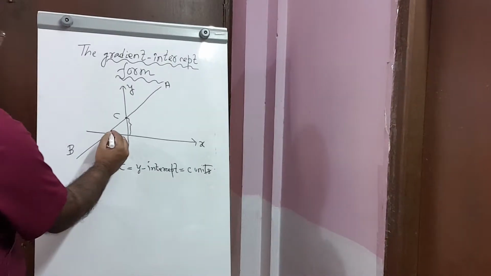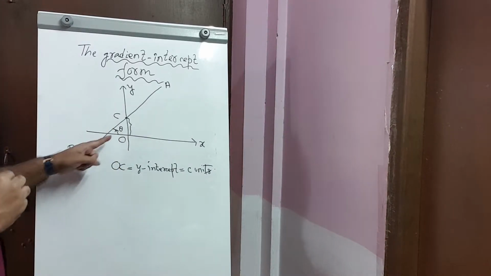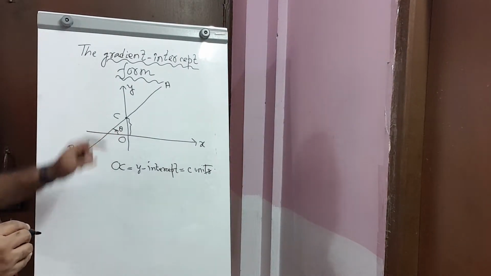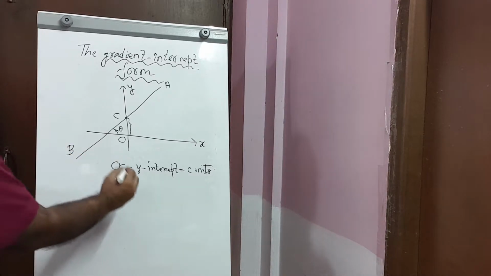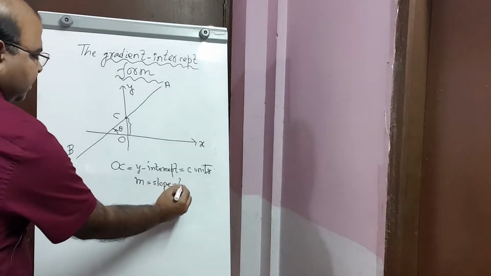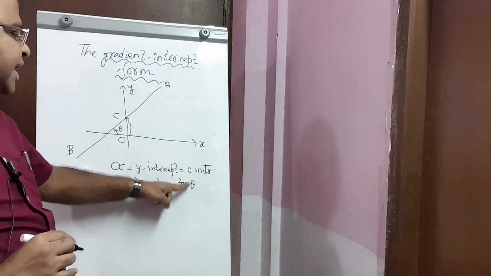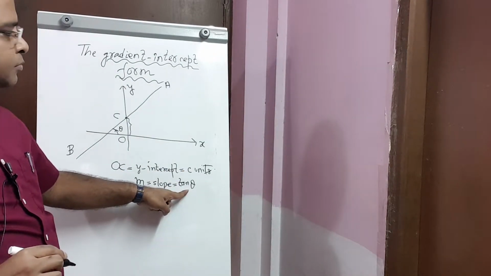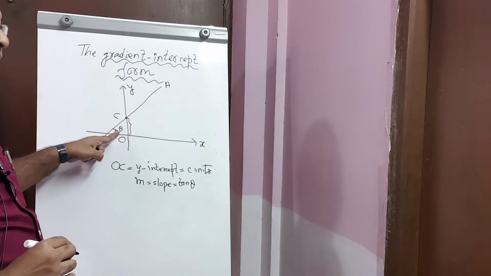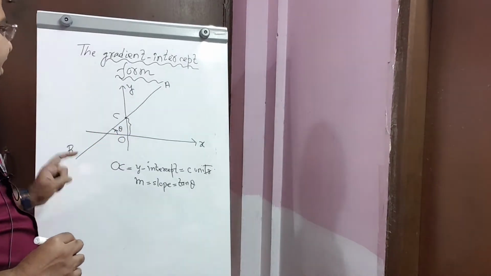And say the line makes an angle theta with the positive direction of x-axis, that is the anti-clockwise direction of x-axis. This angle is theta. So the slope of the line, M, is given by tan theta. So here these two parameters c and theta are known. That is, the y-intercept of a line is given and the angle of inclination of the line with x-axis is also given. We have to find the equation of this line.